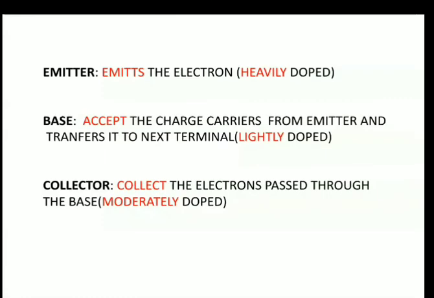So what is an emitter? The emitter will emit the electrons, whereas the base will accept the electrons from the emitter and transfer them to the next terminal, that is the collector. The collector will accept the electrons from the base. The emitter is heavily doped, the base is lightly doped and the collector is moderately doped.